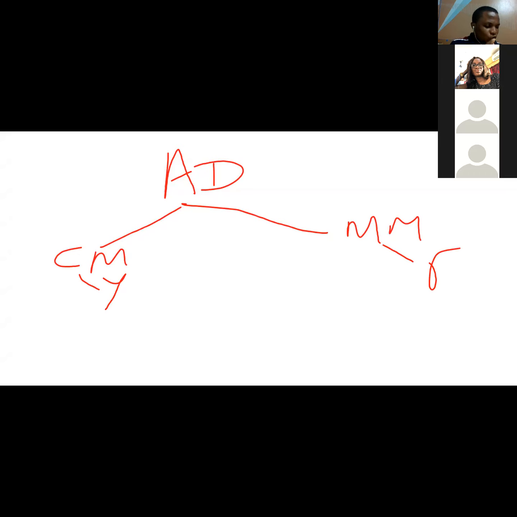Now, if you look at these two markets, in the commodity market, my basic aim is to know my demand for output. Why?